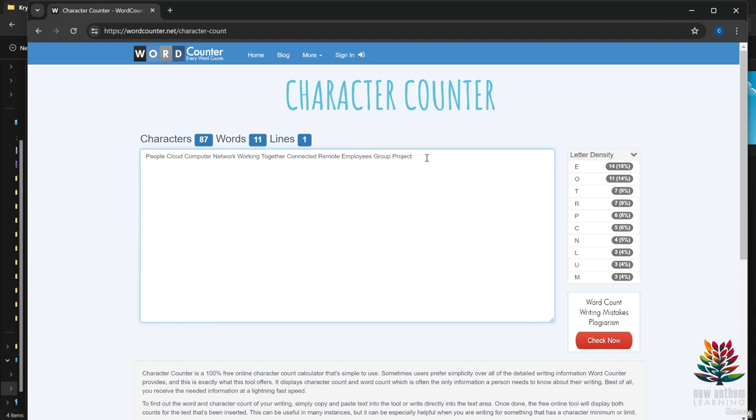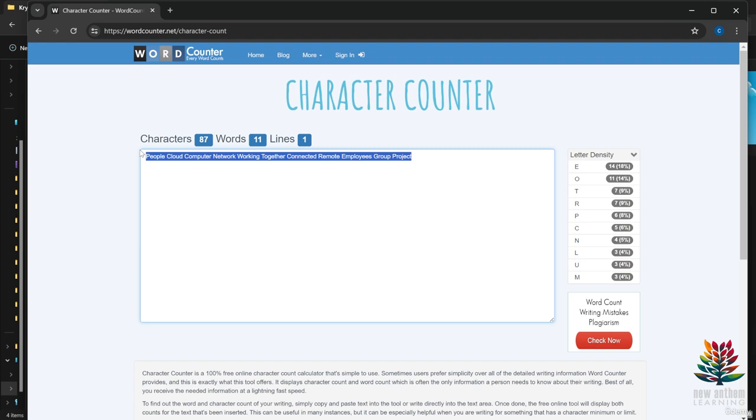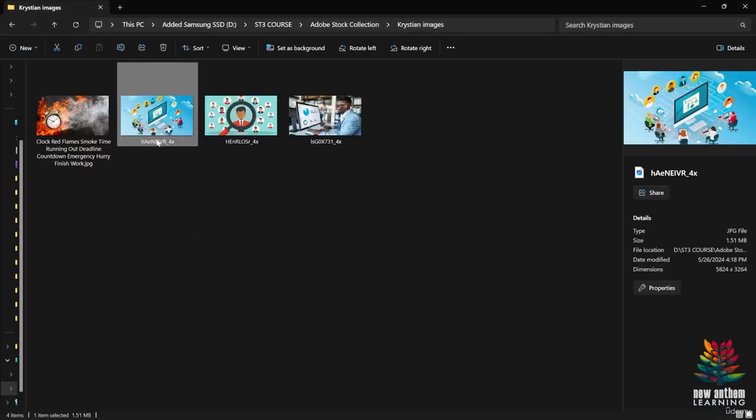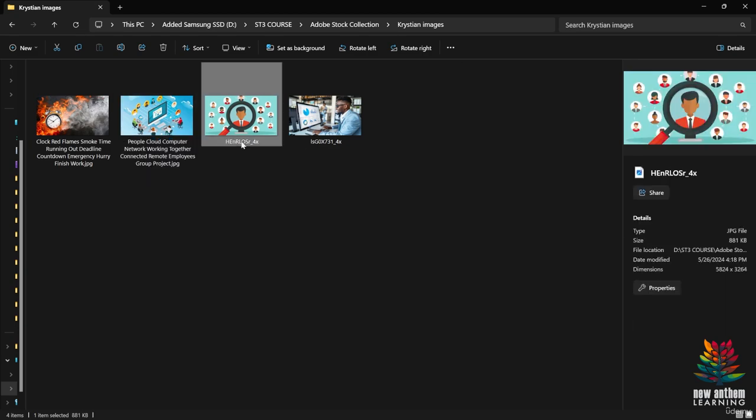To me, that's hitting all the marks. It's hitting what is shown in the image, and it's showing what the image means, the concepts of working together, working remotely, working using cloud computing, network, connected together. So to me, that's perfect for this image. I'm copying that, pasting it onto the image name itself. Two down. I think we're in good shape so far.